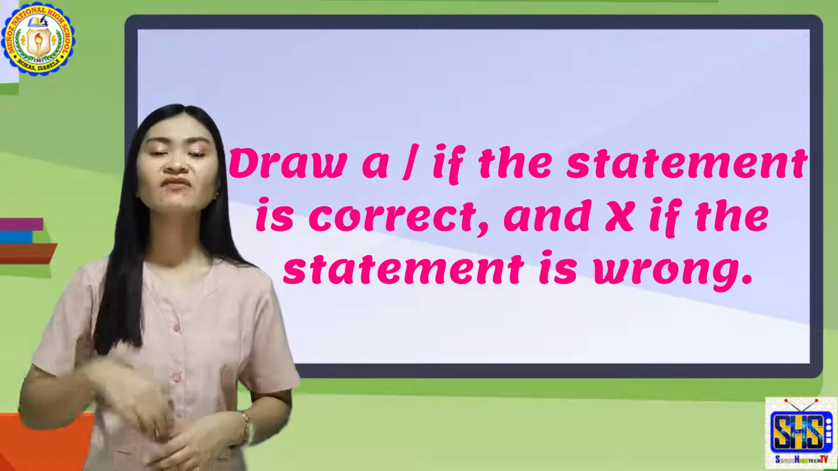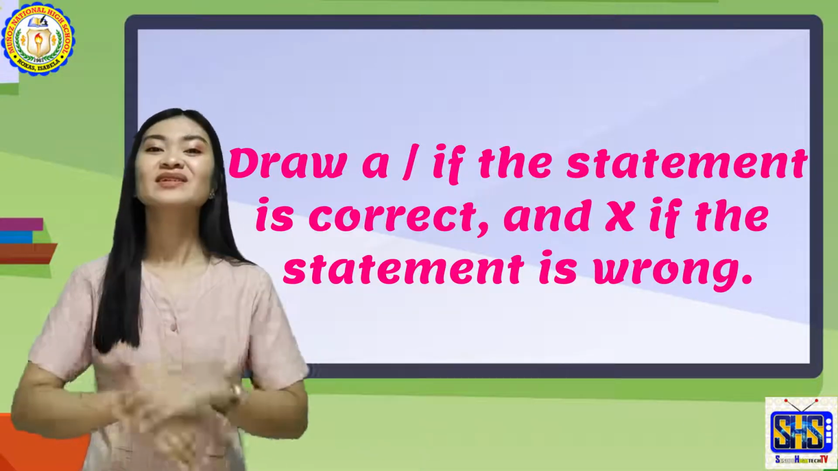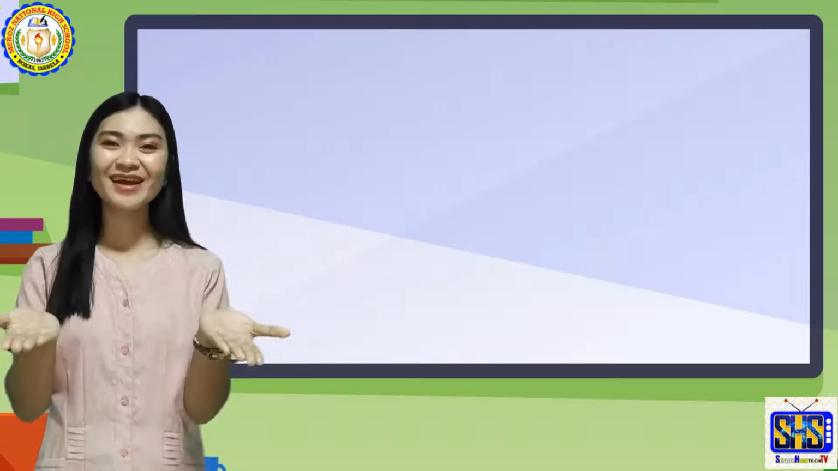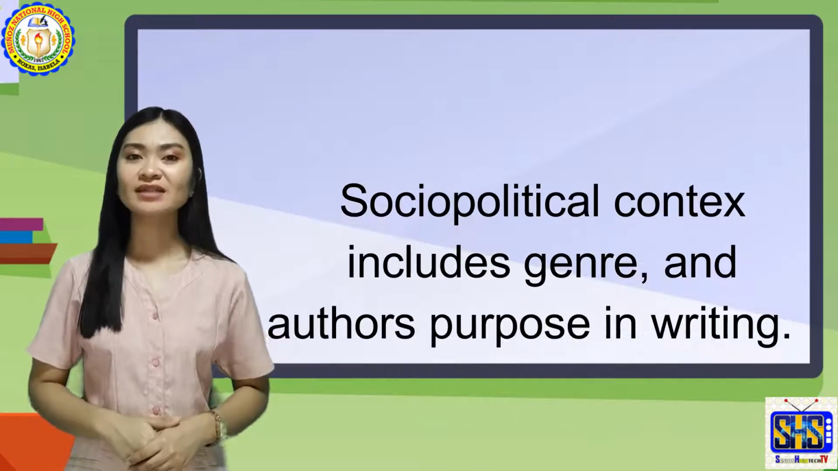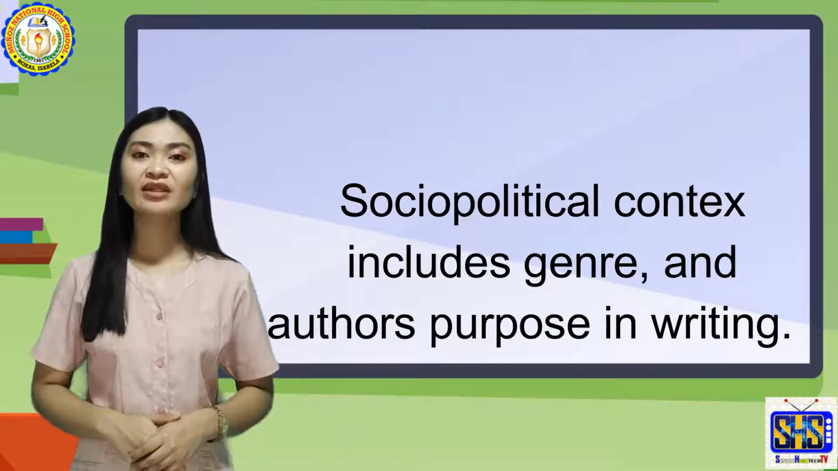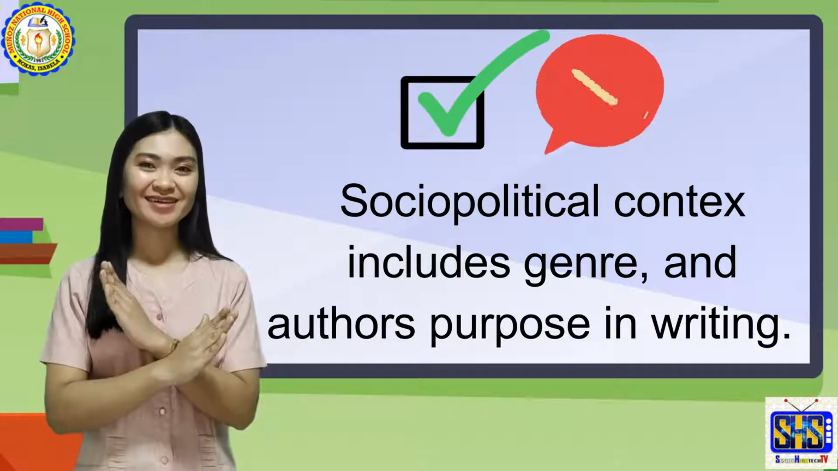Let's test it out with our activity. Draw a check if the statement is correct, and an X if the statement is wrong. Are you ready? Let's begin. Socio-political context includes genre and author's purpose in writing. Check or X?